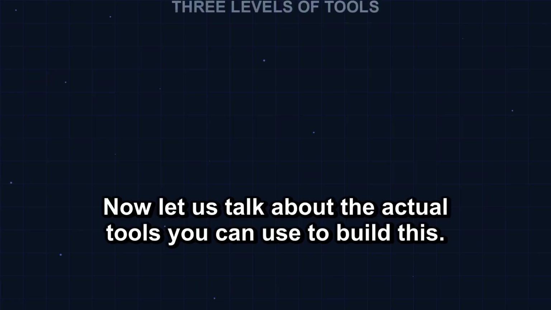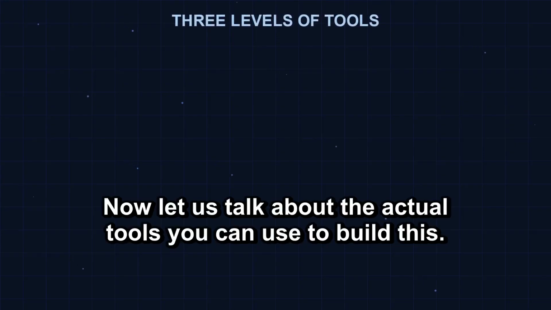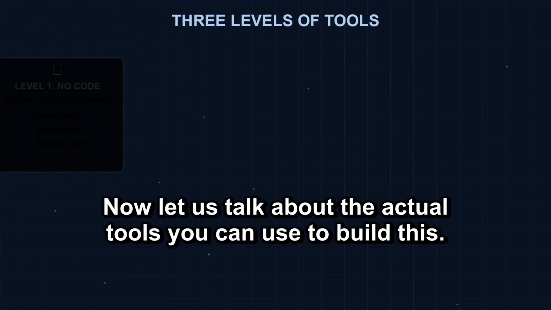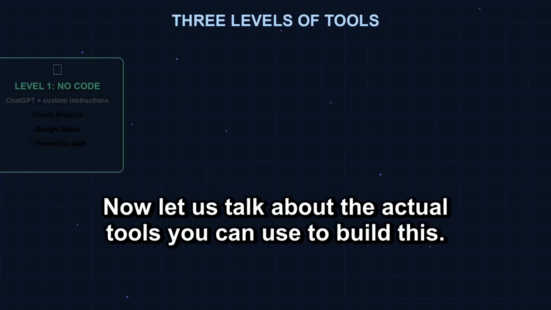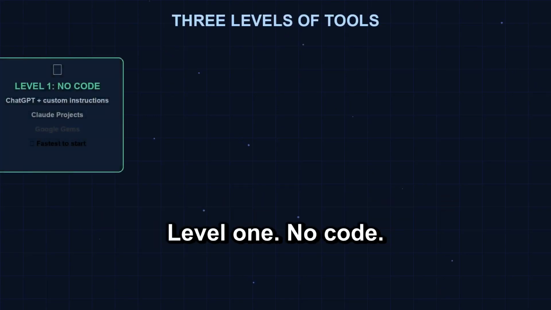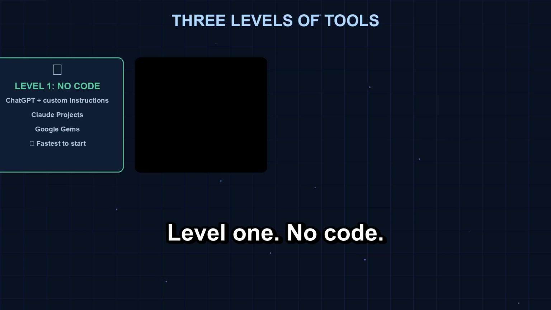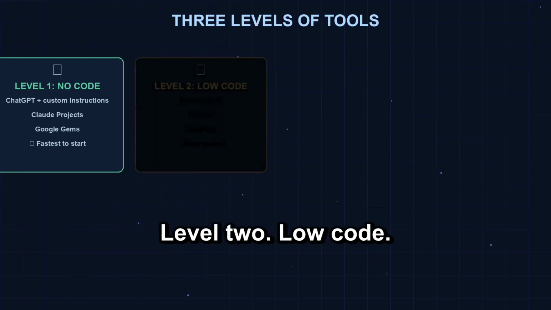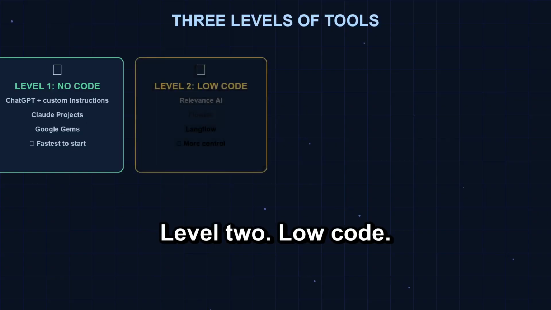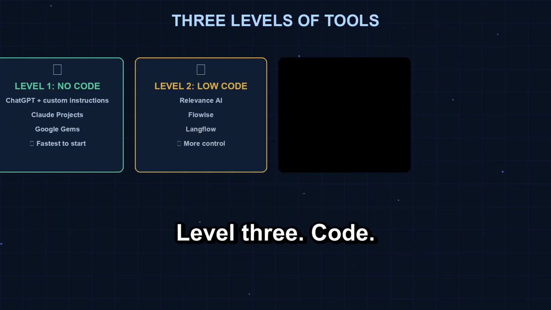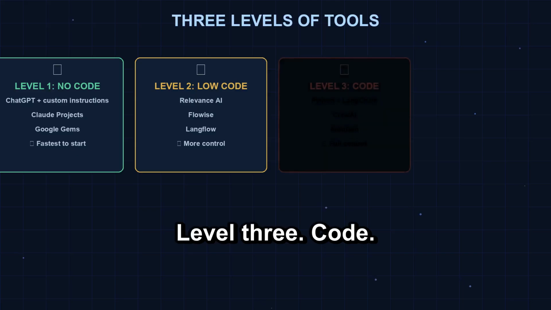Now let us talk about the actual tools you can use to build this. There are 3 levels depending on your comfort. Level 1, no code. Use a platform like ChatGPT with custom instructions, or Claude projects, or Google Gems. You set up the instructions, give it access to web search, and you have a basic agent. This is the fastest way to start. Level 2, low code. Platforms like Relevance AI, Flowise, or Langflow let you drag and drop agent components. You connect a search tool, a summarizer, and an output format. More control than level 1, but still no coding.